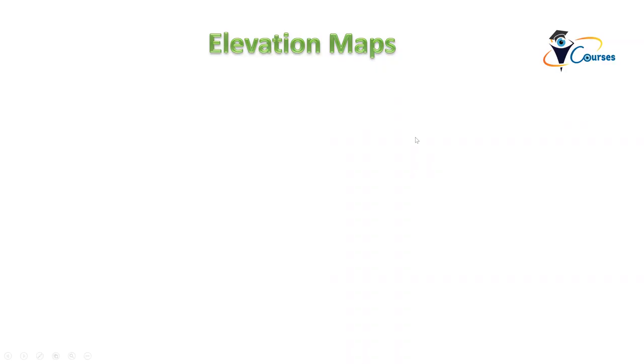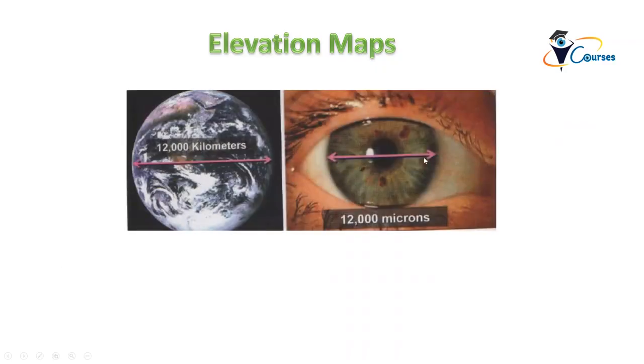For the elevation maps, what is meant by elevation maps? Again, consider that this is the cornea. It is 12,000 microns. And surprisingly, the diameter of the Earth itself is about 12,000 kilometers, so you can just consider them like the same. We are here trying to mimic the cornea by the Earth. Of course, the Earth is not exactly that, but this is just a hypothesis.